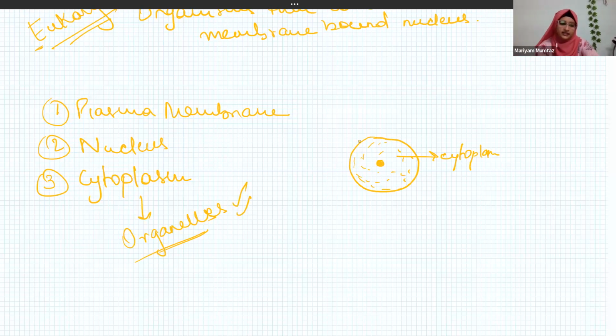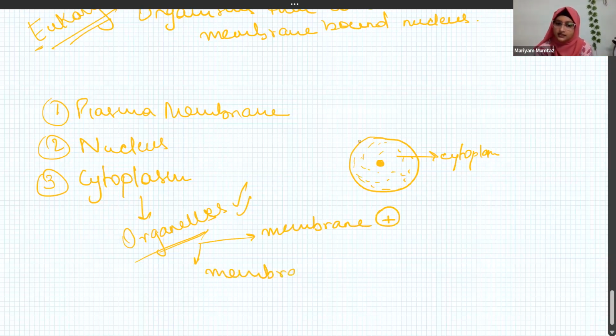Up till now, is everything clear to you? Okay, very good. Now, there are many types of organelles. Some organelles are membrane bound, like how the nucleus was membrane bound, and some are not. So organelles are of two types: those in which a membrane is present and those in which a membrane is absent.